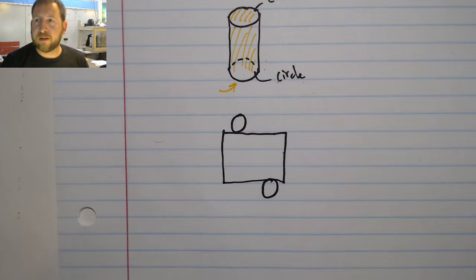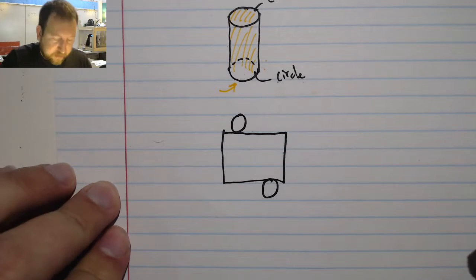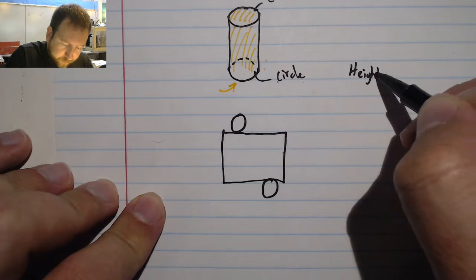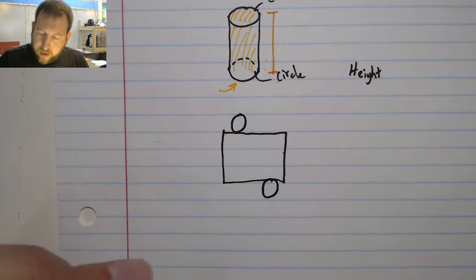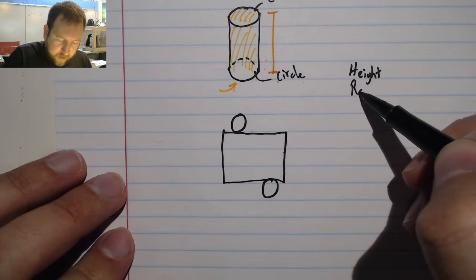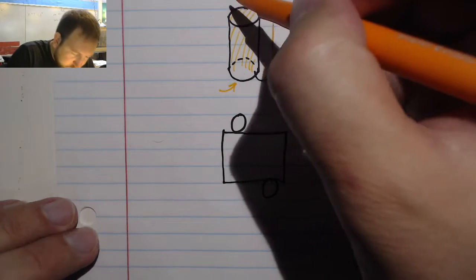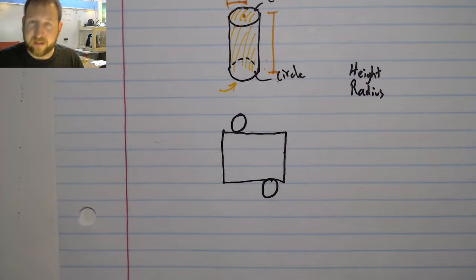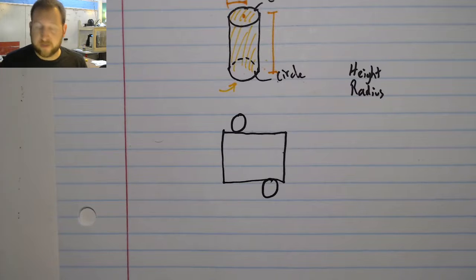But what I really need to do is find the surface area. Okay, so let's look at some measurements that we need. First of all, we need the height of our cylinder, because I need to know the distance from here to here. I also need to know the radius of the circle at the edge, so the distance from here to here. Remember, the radius is from the center to the outer edge. With those two measurements, that's all I need to get my surface area.